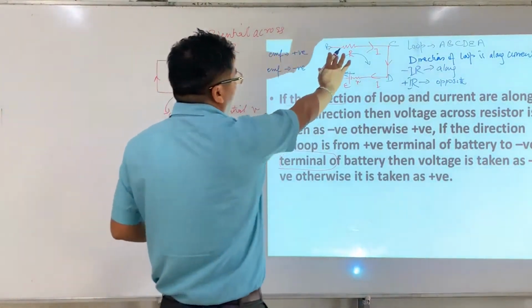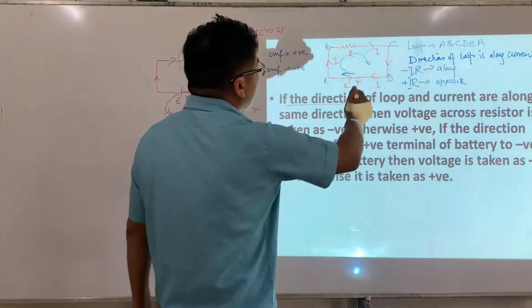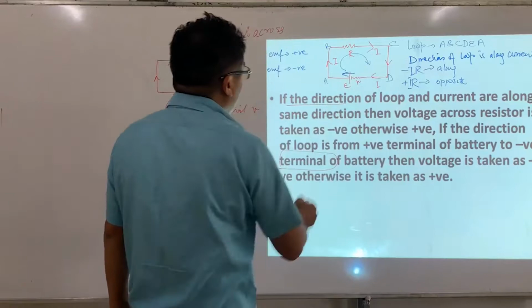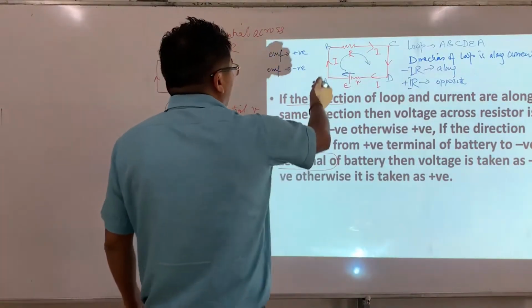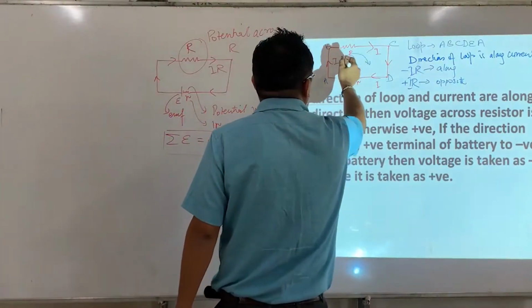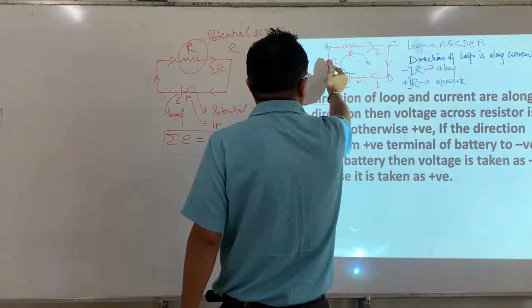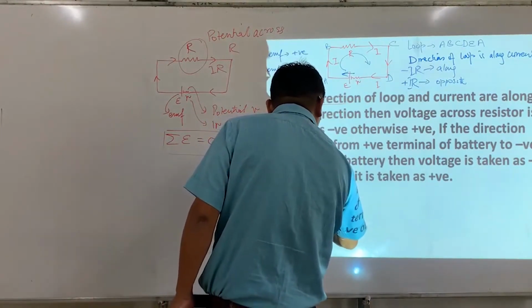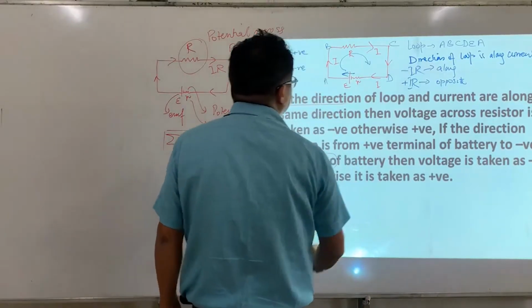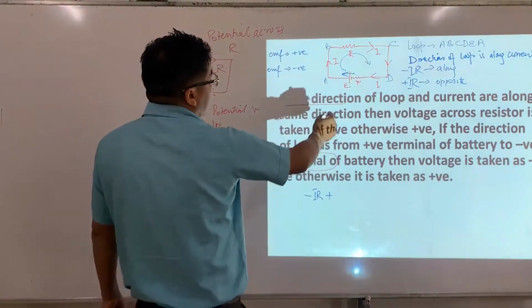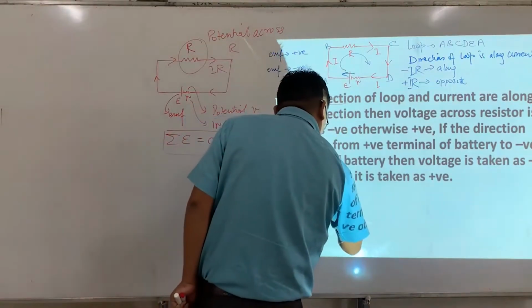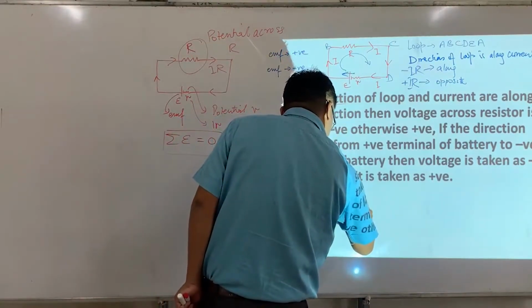And now here, once you take this loop, I take the loop A, B, C, D, E, A. This is the loop. Now let's say this is going to be I. The direction of loop and the direction of current are the same, so I'm going to put here minus IR. Again, the direction of current and the direction of loop are along the same direction, so again I'm going to say minus IR.